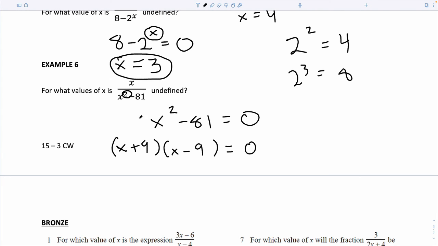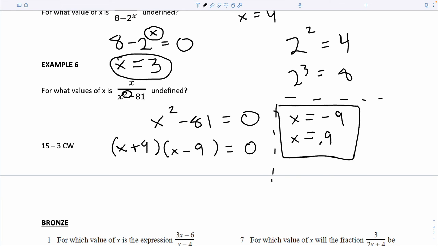Here we go. If I have a 2 in the exponents, you know there are 2 answers. So this is not just x equals -9 that would make it undefined. -9 plus 9 is 0, but it's also going to be 9. 9 minus 9 is also 0. If you have a squared value here, the x is to the second, you know there are that many answers. There are 2 possibilities, -9 and 9, that would make it undefined.